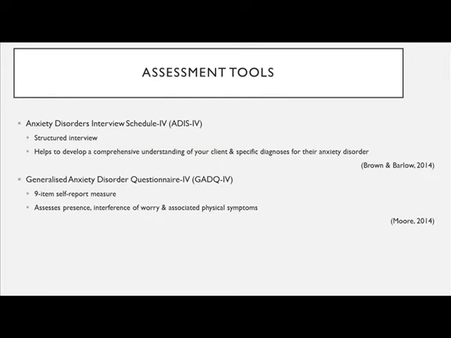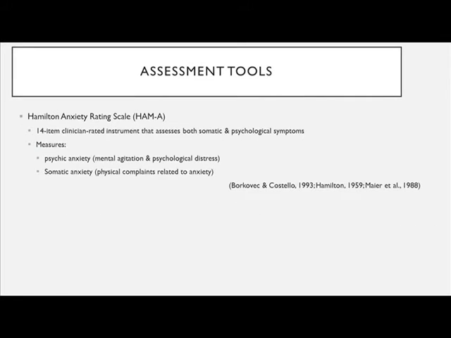A number of assessment tools can be used to help assess GAD symptoms in individuals. These include the Anxiety Disorders Interview Schedule, the Generalized Anxiety Disorder Questionnaire, the Generalized Anxiety Disorder 7, the Penn State Worry Questionnaire, and the Hamilton Anxiety Rating Scale. The Anxiety Disorders Interview Schedule is a structured interview that helps therapists develop a comprehensive understanding of their client's anxiety and explore specific diagnoses for their anxiety disorder.